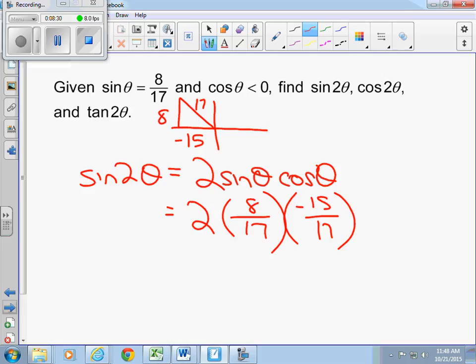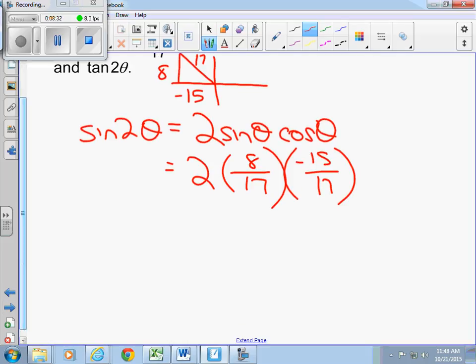Any questions so far? Multiply, and just every now and again I like to show you that we can multiply without a calculator, so I'm going to do this up here. How do you multiply 17 times 17?